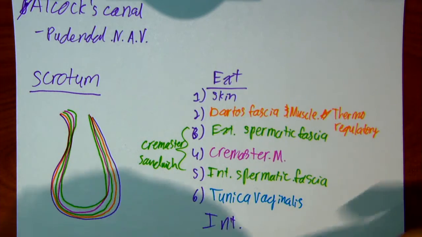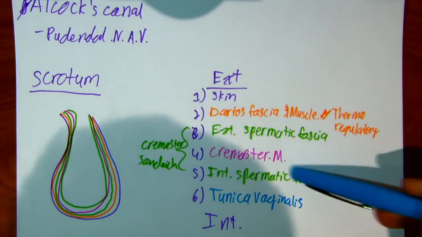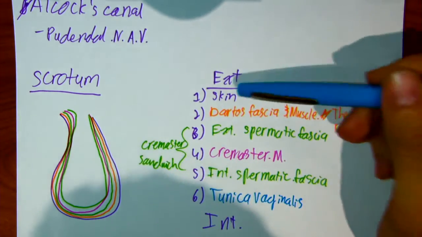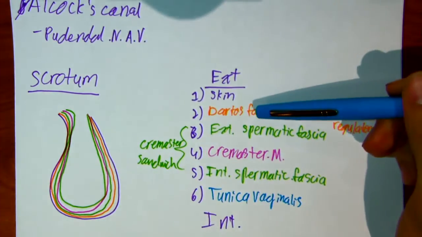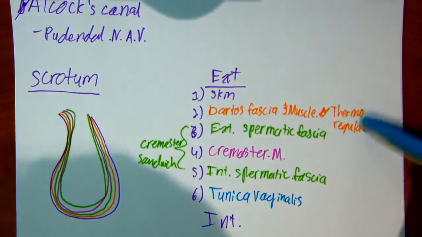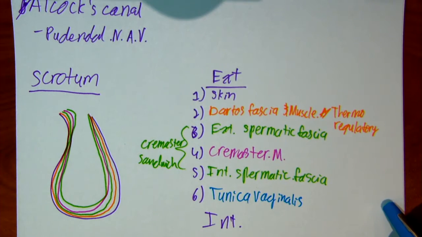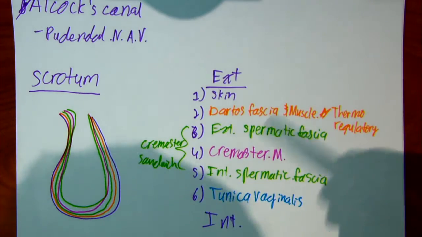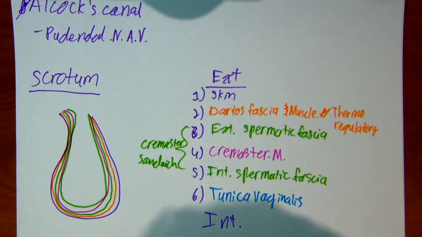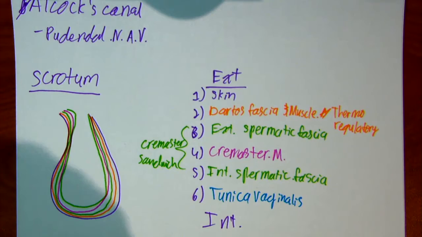So as long as you guys remember this cremaster sandwich, the only thing you'll need to remember are skin, which I hope you guys all remember you have skin. Dartos fascia. Dartos fascia is important because of what? Yeah, awesome. Thermoregulation, and then tunica vaginalis. Tunica vaginalis we learned a lot about in the last block. All right.